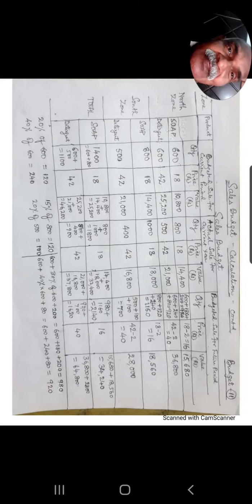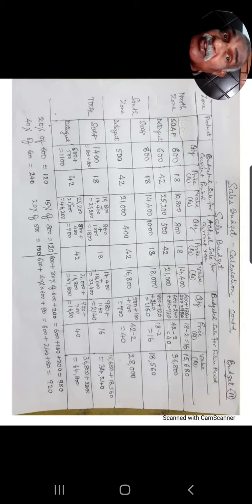Is that clear? So sales budget is very easy to prepare. And now I will give you the task to prepare the sales budget by changing the data from 600 to 800 or 800 to 1000, 18 to 16, 42 to 40. You change the data and you try to make a practice of sales budget, and you send me the solution.